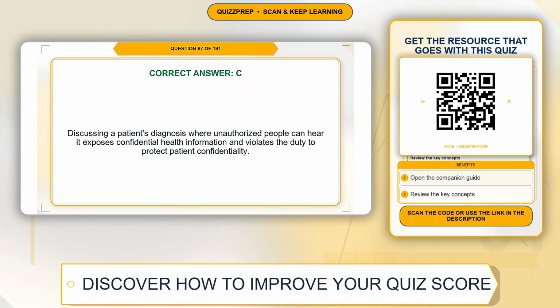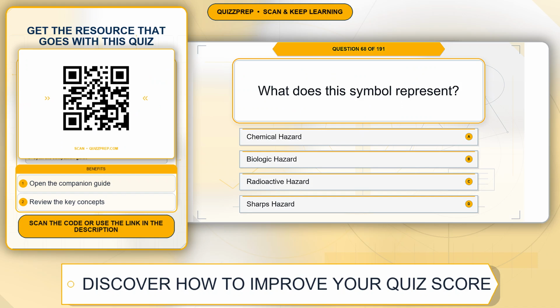Explanation. Discussing a patient's diagnosis where unauthorized people can hear it exposes confidential health information and violates the duty to protect patient confidentiality. Question 68. What does this symbol represent? Option A, chemical hazard.